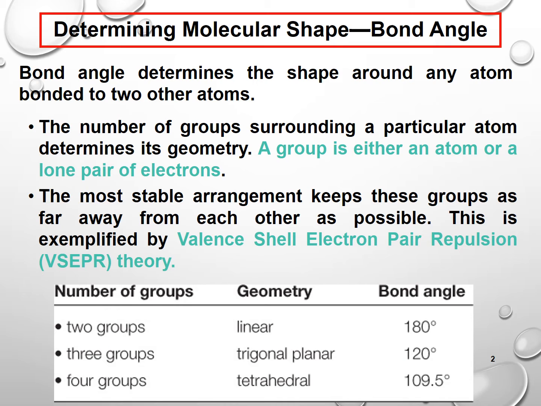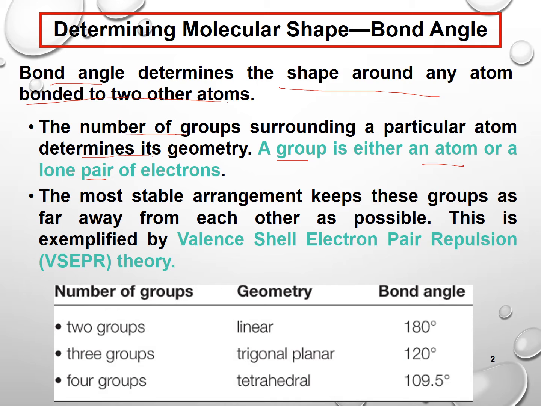Okay, next is the bond angle. So bond angle determines the shape around any atom bonded to two other atoms. So the number of groups surrounding the particular atom determines its geometry. So a group is either an atom or lone pair of electrons. So dia boleh jadi sama ada atom lain ataupun lone pair. Lone pair pun kita kira untuk menentukan dia punya bond angle.